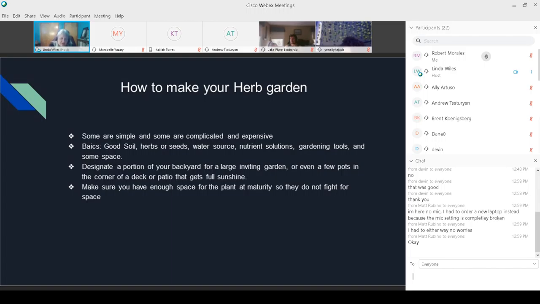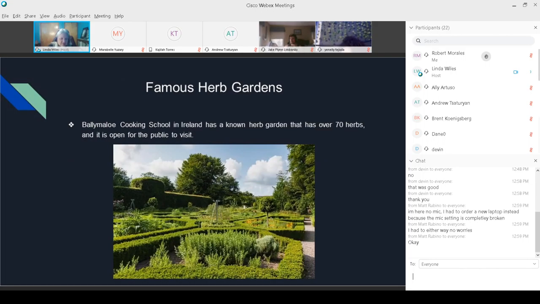Then you need to designate a portion of your backyard or wherever you're putting it, or the pots on a deck or patio. You need to get full sunshine for at least six to eight hours every day. And you want to make sure that you have enough space for the plant at its mature size. This should be the general rule of thumb for any planting that you do. Do you have room for it at whatever its mature size is? Don't look at what it currently is. Look at what its potential is. That way you won't have to pull it out later.